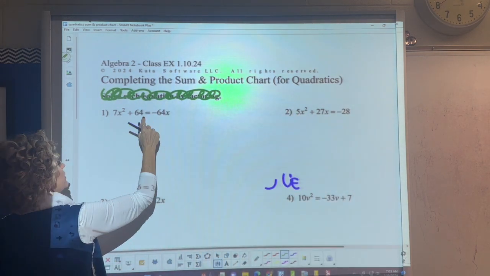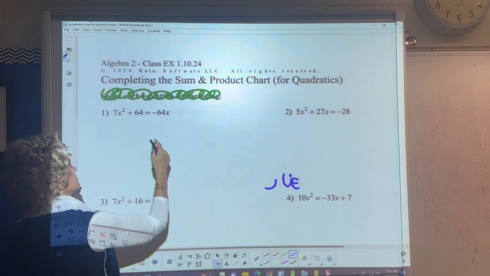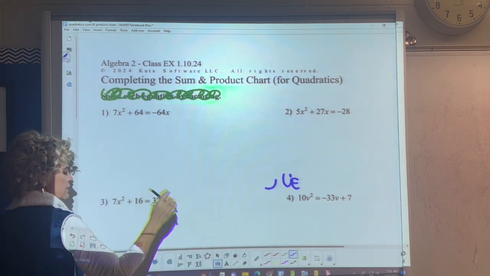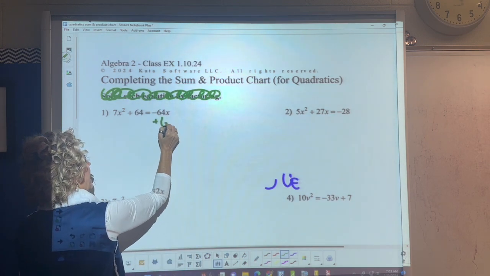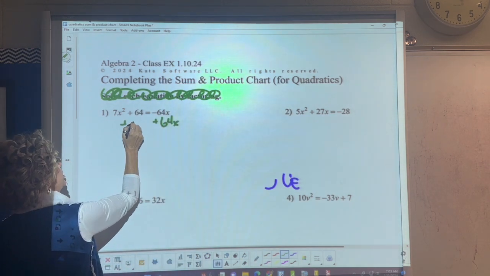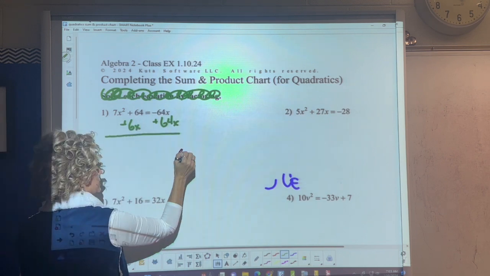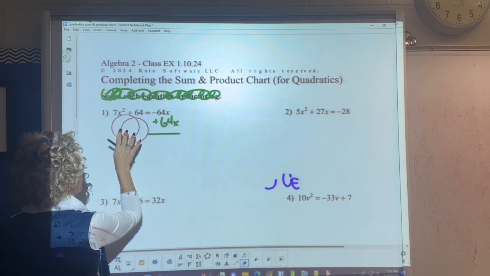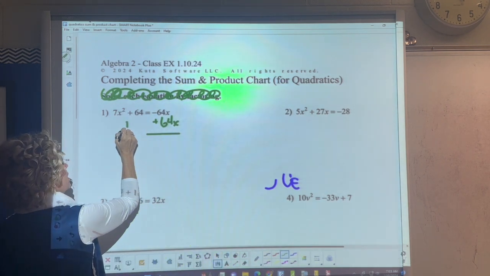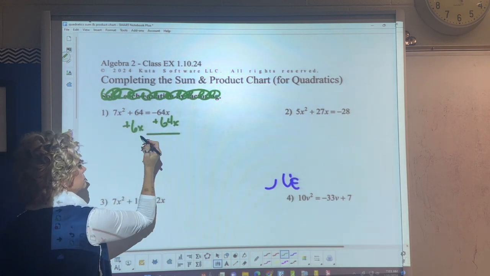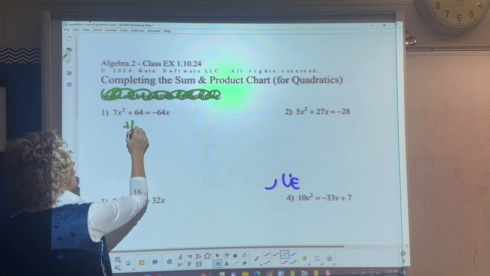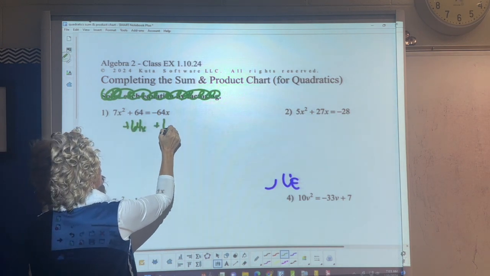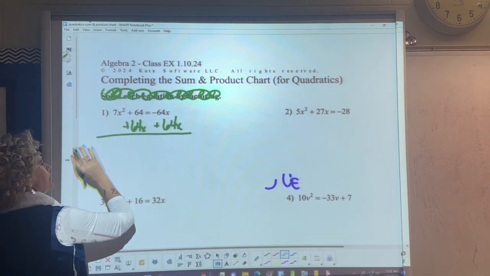Right now, that is a negative 64x, because my leading coefficient is already positive. So what I'm going to do, additive inverse, add 64x to both sides. We know this drill. Even though I wrote it wrong, I said it right. What I do to one side, I do to the other. Draw my handy dandy line, add straight down.